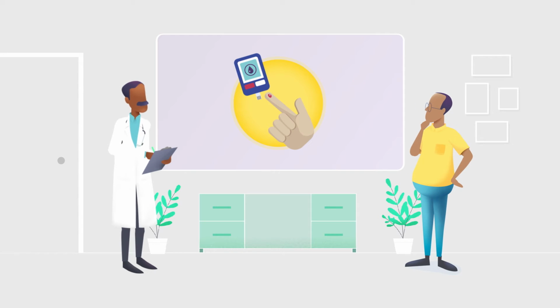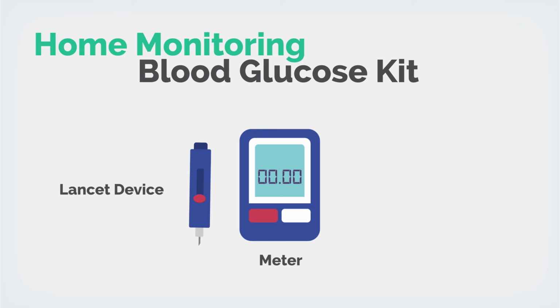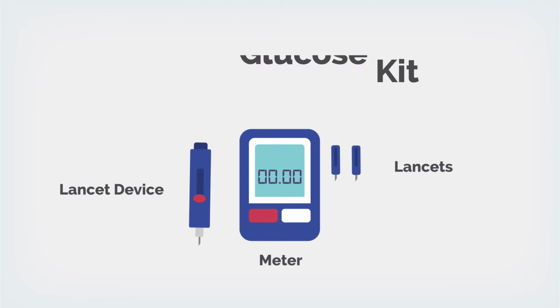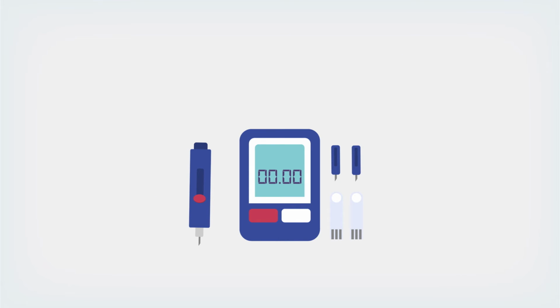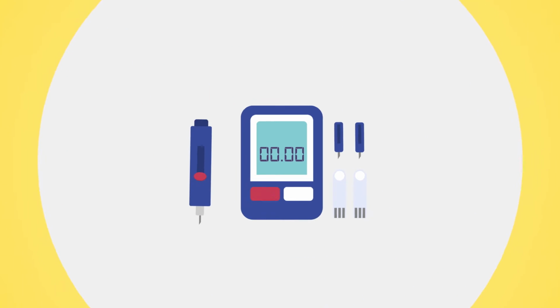To do this, you will need a home monitoring blood glucose kit that typically includes a meter, a lancet device, a supply of lancets, and blood glucose strips. There are several different brands of meters, but they all work similarly. Pick the one that works for you.